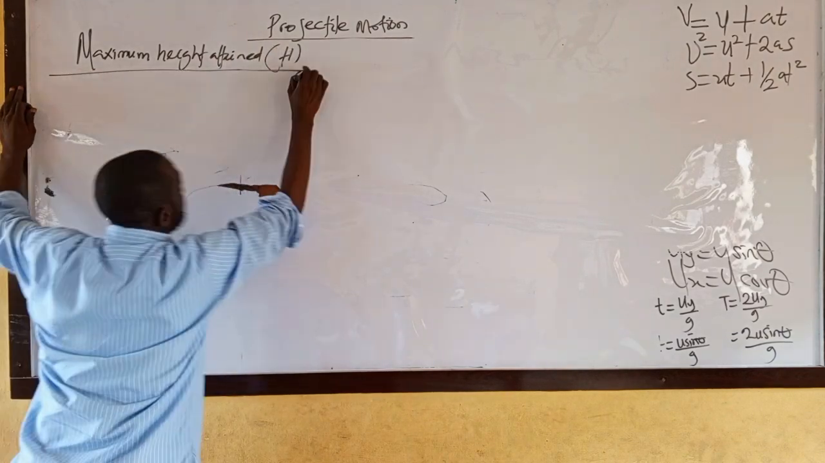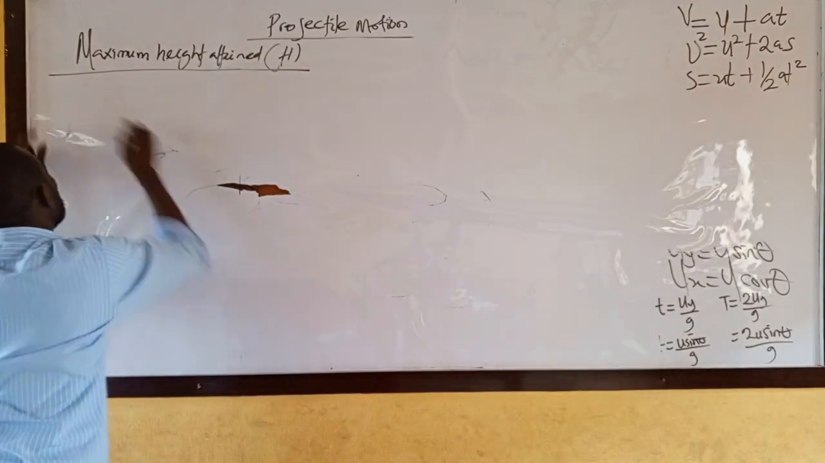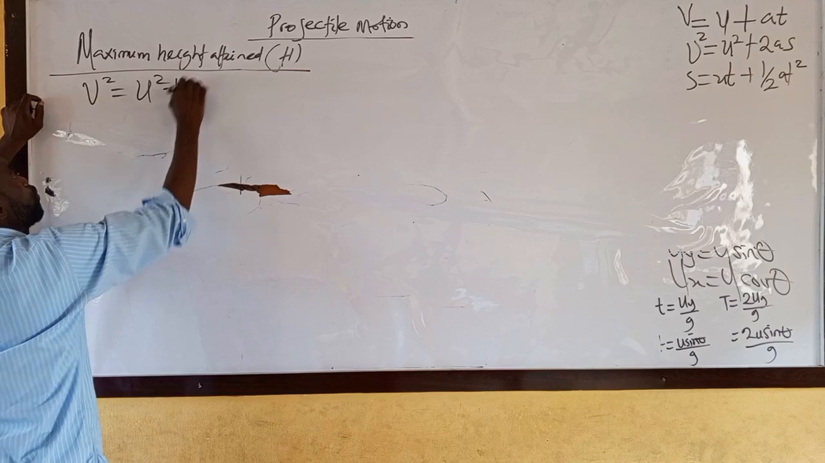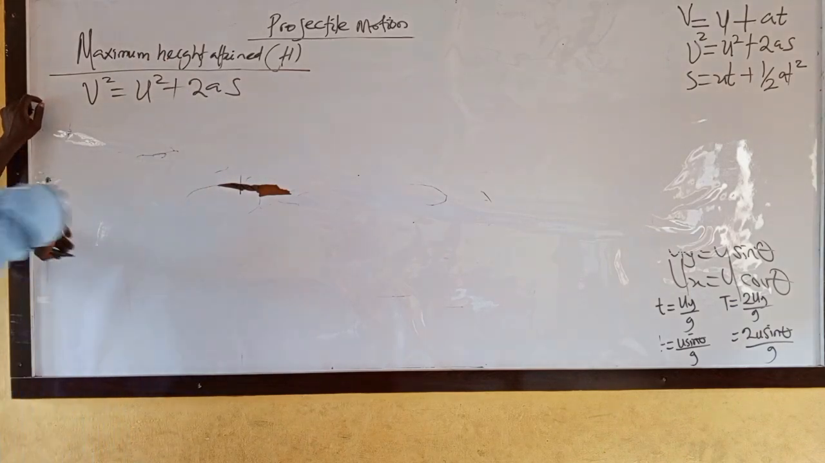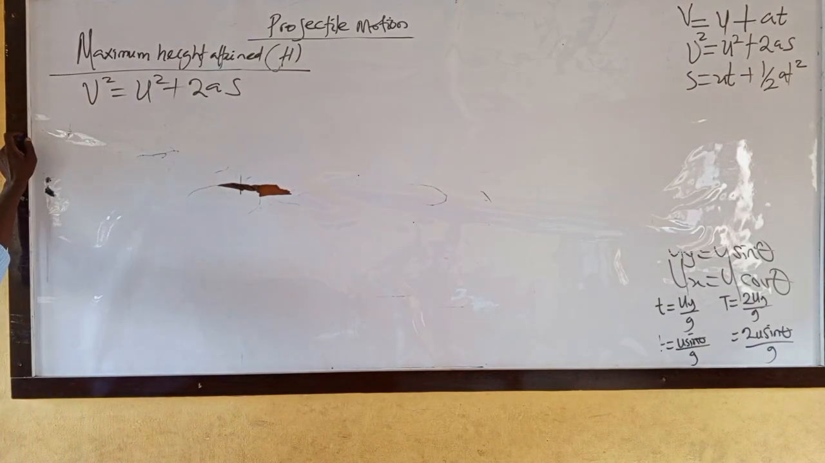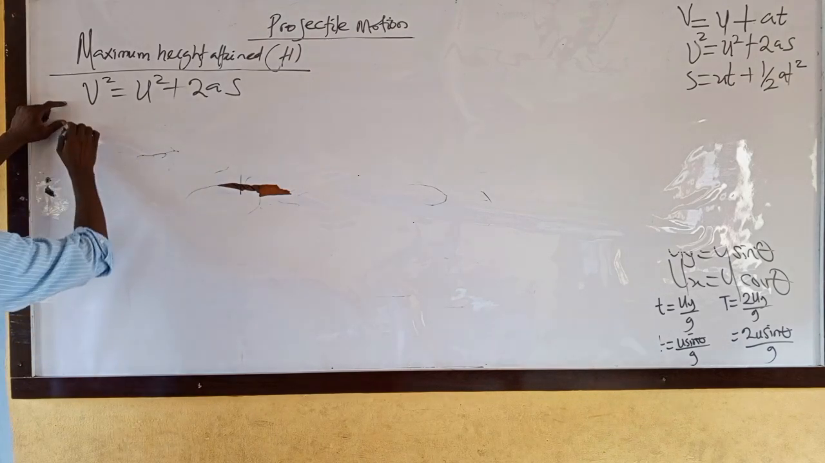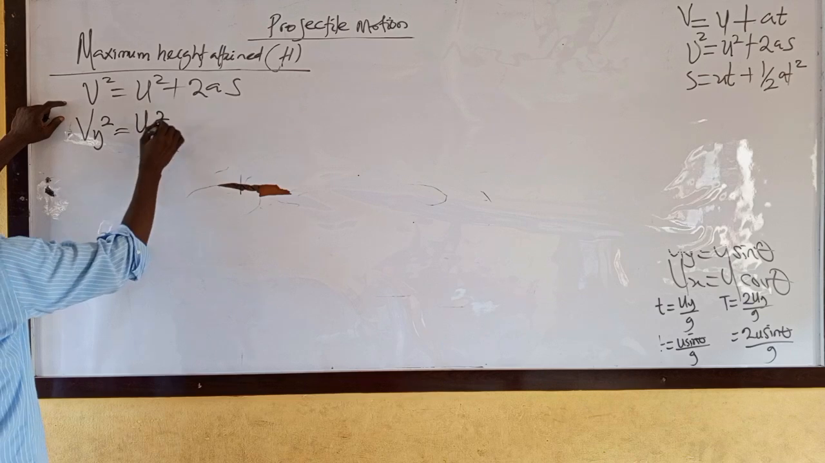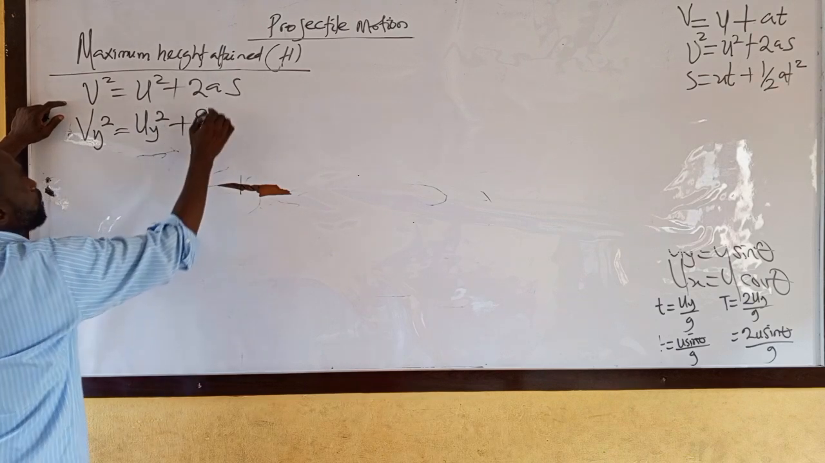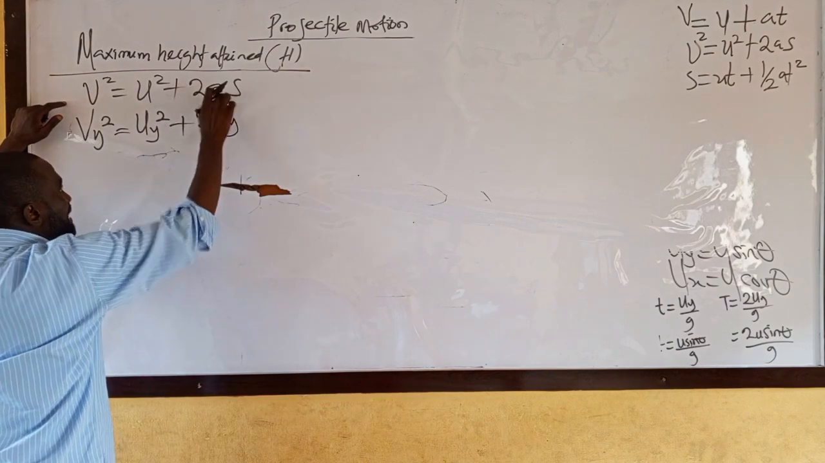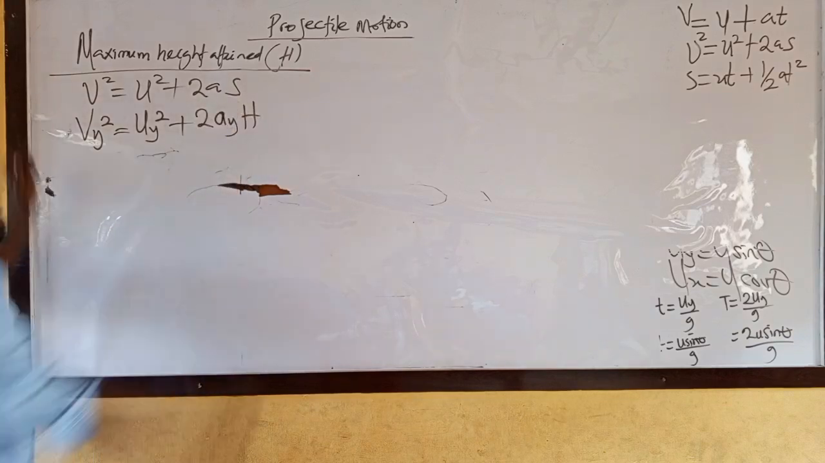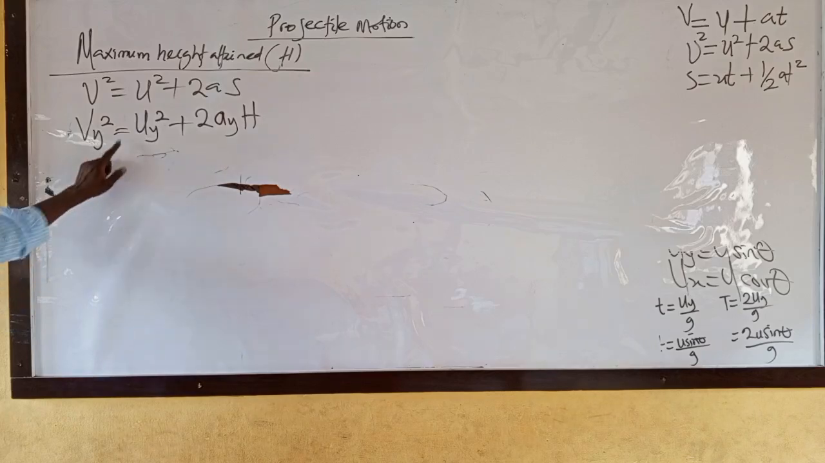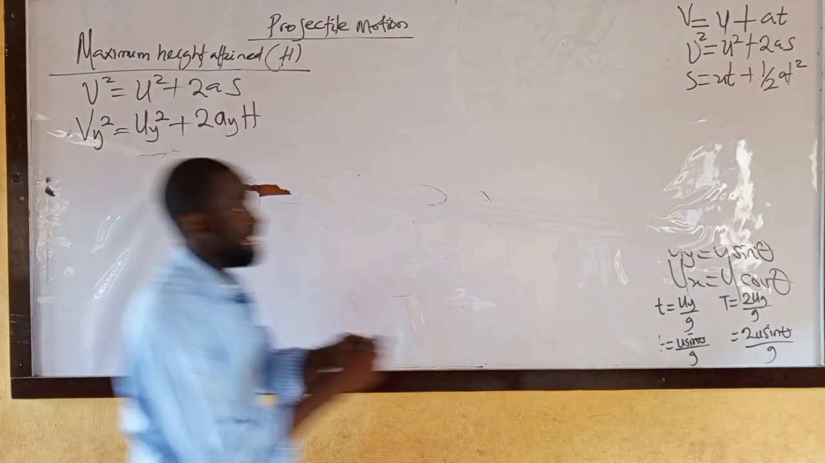Using v squared equals u squared plus 2ax. Maximum height, we are still talking about the vertical plane. Are you with me? So we have u of y all squared plus 2a of y, then this s changes to H, which is the maximum height. Why did I use this? Because it is maximum height.